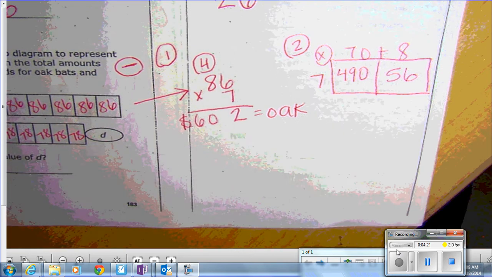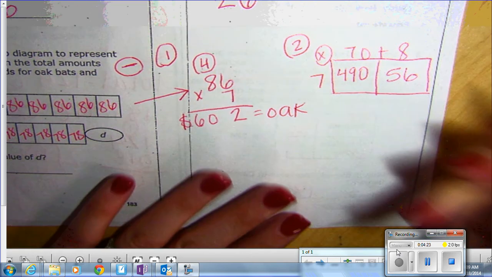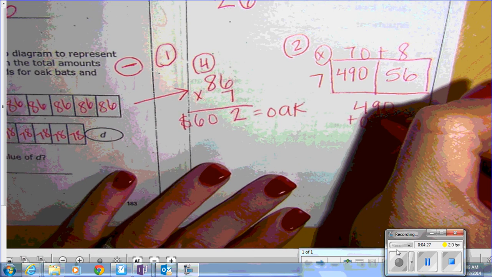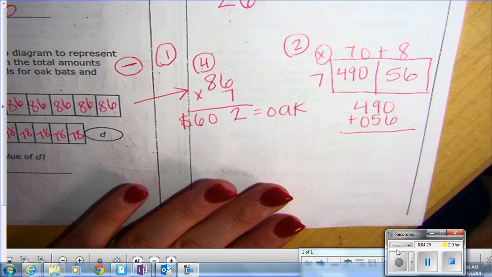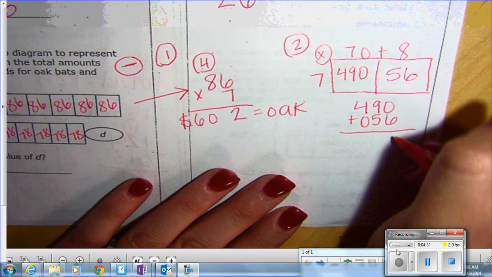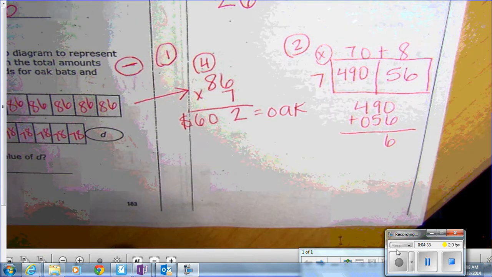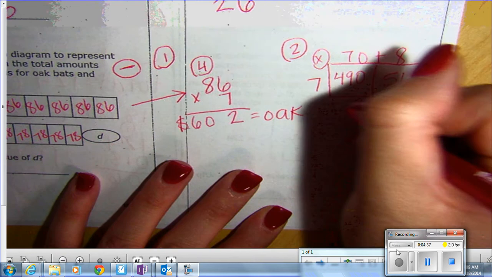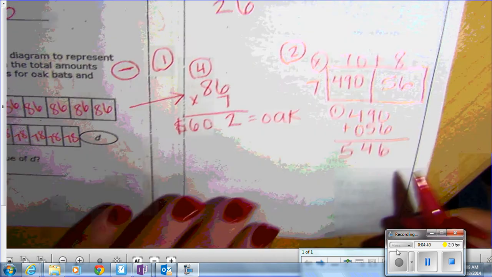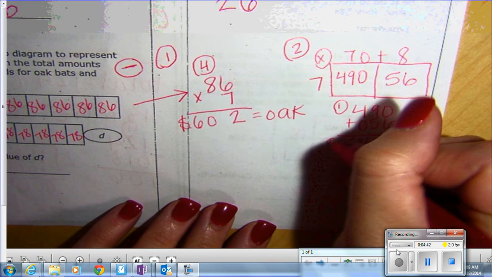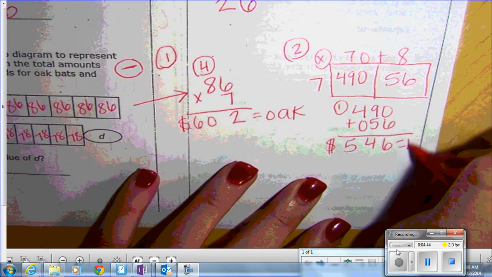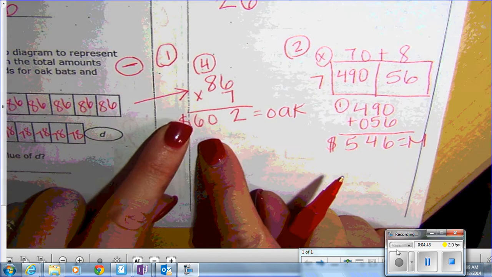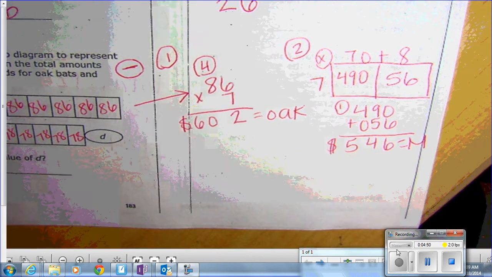You good so far? Okay. So I'm going to add those up. 490. That's 56. 0 and 6 gives me 6. 9 and 5 give me 14. Regroup the 1. 546. And that equals my maple. So we've got 602 for oak, 546 for maple.